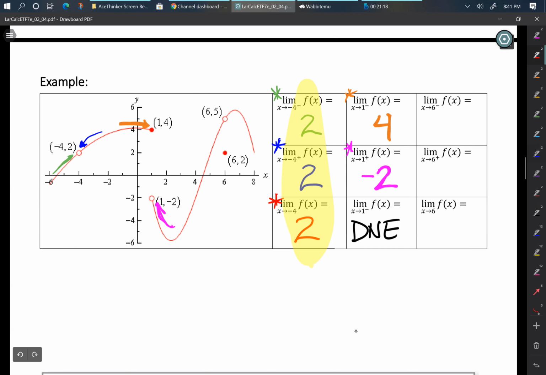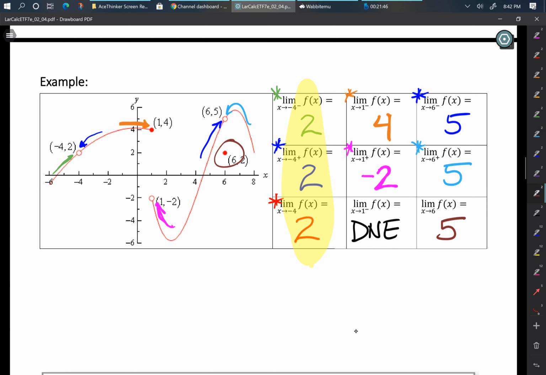All right, more, because this is exciting. How about that left-hand limit at 6? So left-hand limit at 6 looks like 5. Right-hand limit at 6, also 5. Limit at 6, 5. Doesn't matter down here. Okay.